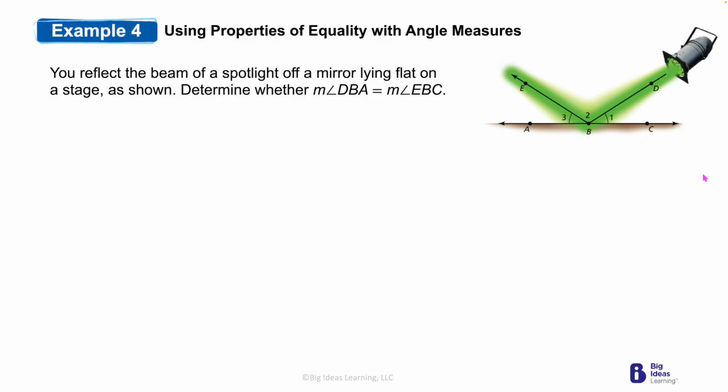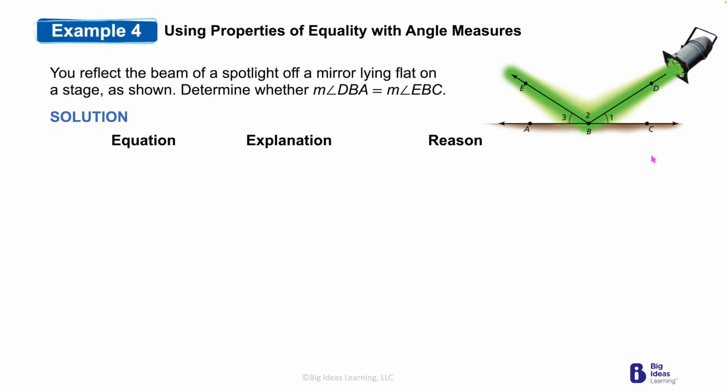So we're going to return to this little example here in our next lesson, so you're going to recognize this sum. They're saying you're reflecting the beam of a spotlight off a mirror lying flat on the stage. They want you to determine whether angle DBA is congruent to angle EBC.